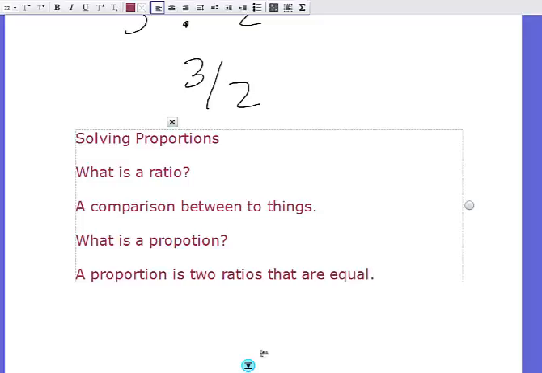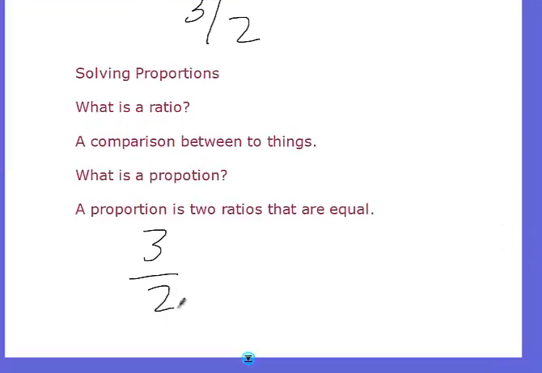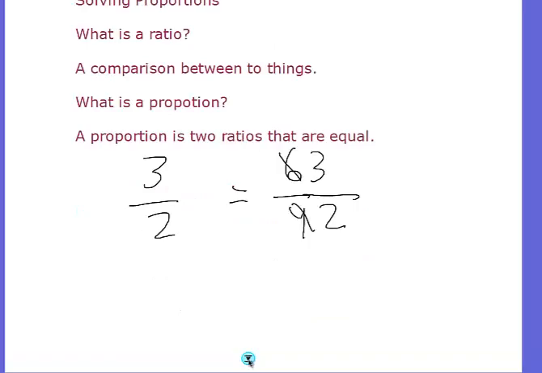For instance, we know that the ratio 3/2 is equal to 6/4, because if we simplify 6/4, it turns into 3/2. And 3/2 is equal to 3/2, obviously. So really that's all a proportion is. It's taking two quantities, or two ratios, and setting them equal to each other.